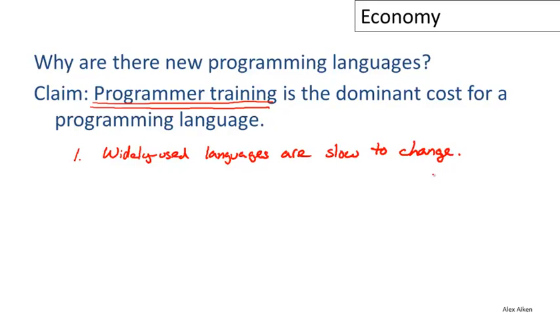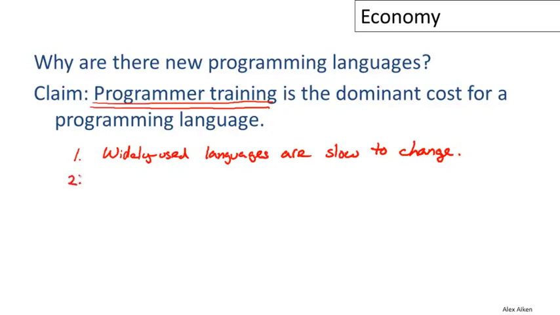So as languages become widely used, their rate of change will slow down. And this predicts that over time, as the world of programming grows and we have more and more programmers, we would expect the most popular languages, which will have larger and larger user bases, to become more and more ossified, to evolve more and more slowly. And I think actually what you see in practice is very consistent with that prediction.